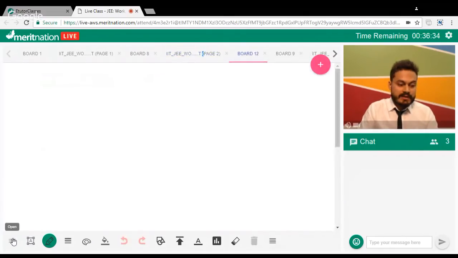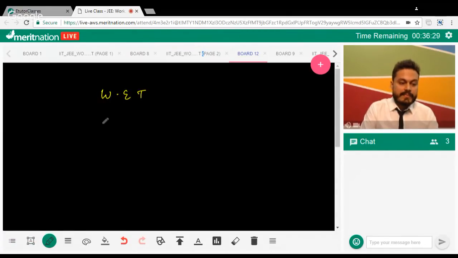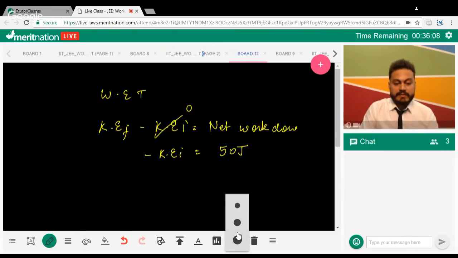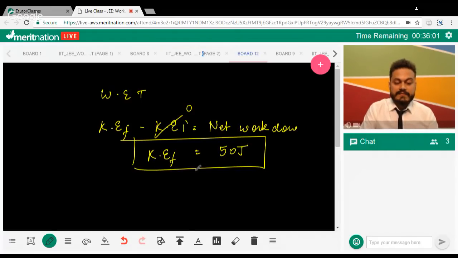So let's now apply the work energy theorem. It says kinetic energy final minus kinetic energy initial is equal to net work done. Net work done, as we have already calculated, is 50 joules. Kinetic energy initial, as given in the question, is 0, so we don't need to write it. I'll just eliminate it, and we are left with kinetic energy final, that is 50 joules.